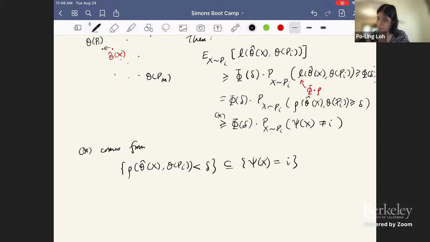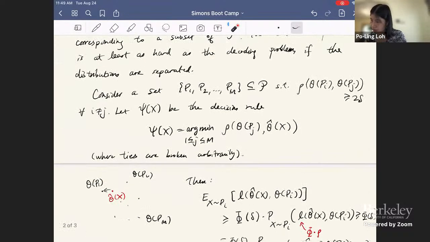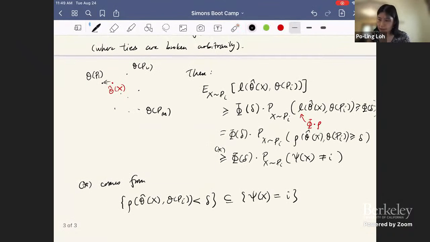Okay, so if this event is true, then certainly the probability that the right-hand side is not true is less than or equal to the probability that the left-hand side is not true. That's where we're getting this. And then why is this containment true? Well, if phi of x is closer than delta to the actual distribution, then it will get mapped to the correct thing. And this is because we have assumed that all of the distributions are 2 delta separated, right? Okay, good. So now what do we do with this?